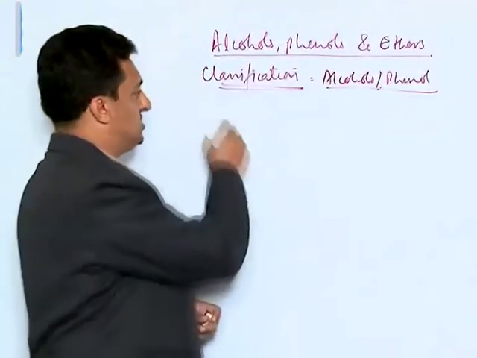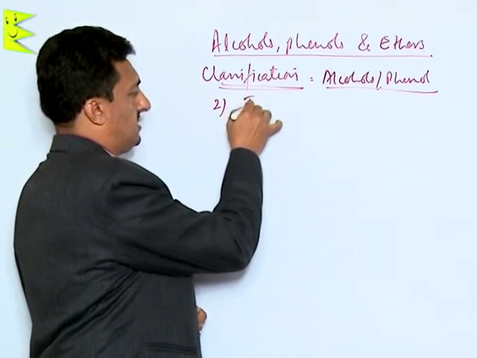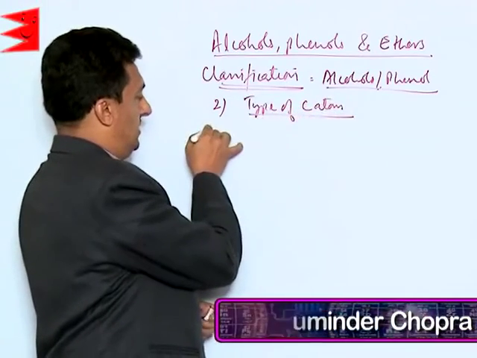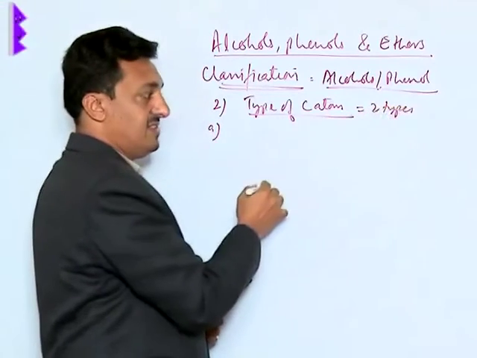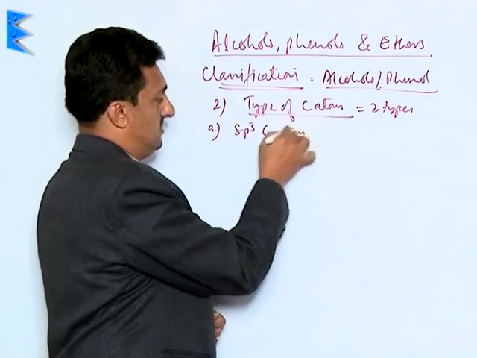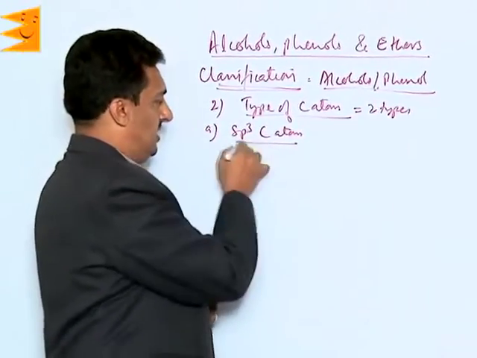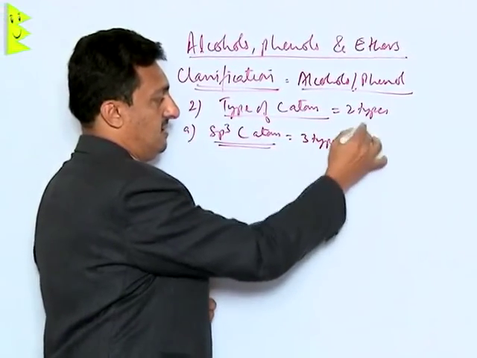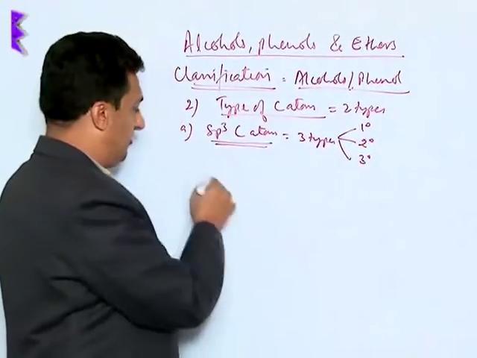The second classification is on the basis of type of carbon atom. On this basis they are of two types. The first in the category is the sp3 carbon atom. So when the carbon atom which has the OH group is sp3 hybridized, on this basis they can be of three types. They can be primary, they can be secondary, or they can be tertiary. Let me explain it to you.